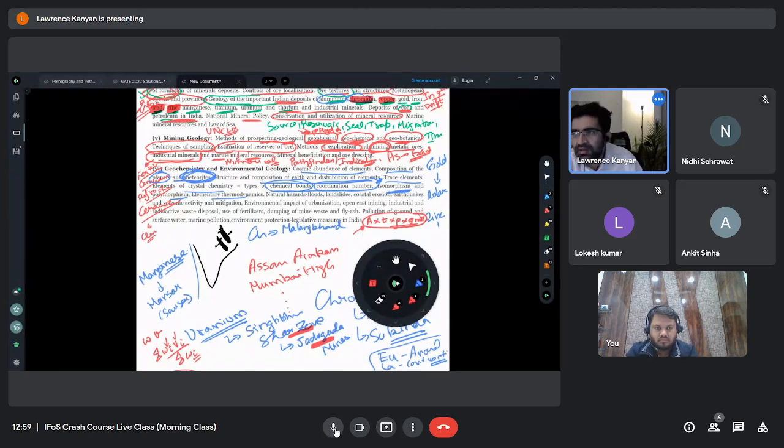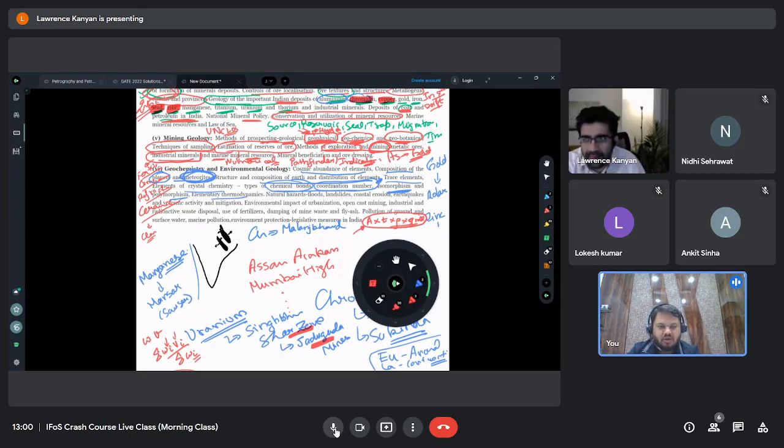Yes, Mayank sir. In the environment part, geochemistry. In geochemistry, I think this polymorphism is important because it is also used in mineralogy, and it is also directly mentioned in geochemistry. So it is pretty much like meteorites. It can be asked in both the papers.